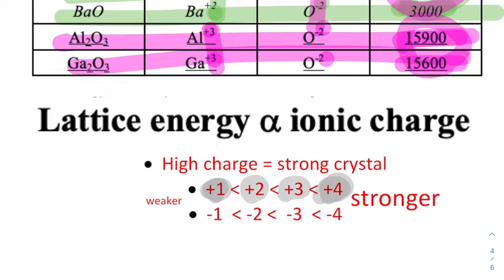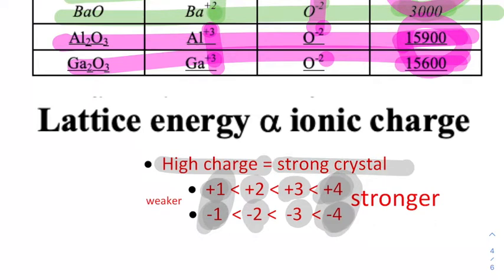And the same is true for negative charges. -1 is less than -2, is less than -3, is less than -4. The weakest negative charge is -1. The strongest negative charge is -4. So the weakest possible combination that you can come up with is +1 and -1. The strongest possible combination you can come up with is +4 and -4, and then everything else in between. So the first rule is that the lattice energy is directly proportional to the ionic charge. The higher the charge, the stronger the crystal.